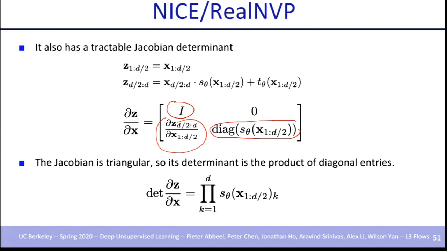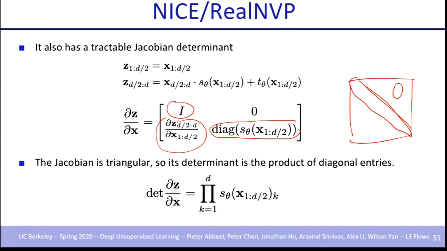But it turns out if you have a matrix that is all zeros above the diagonal, or all zeros below the diagonal, the determinant is just a product of the entries on the diagonal. And so what we're exploiting here is that if we just make the upper triangle or below the diagonal all zeros, for those Jacobians we can get very efficient determinants.